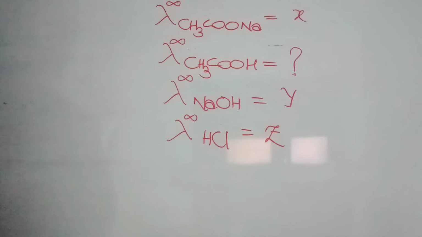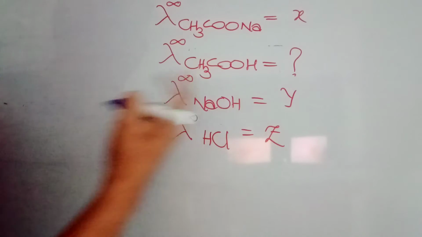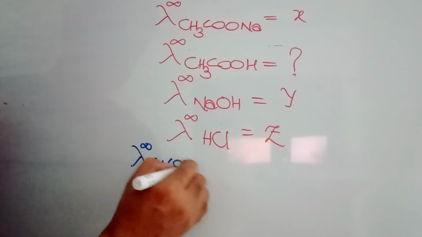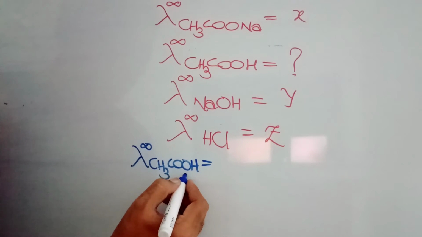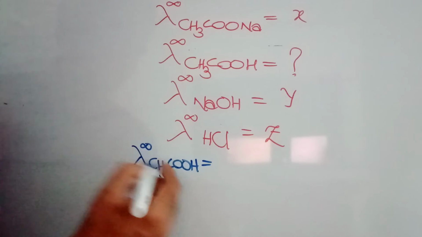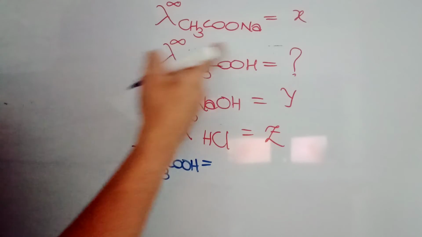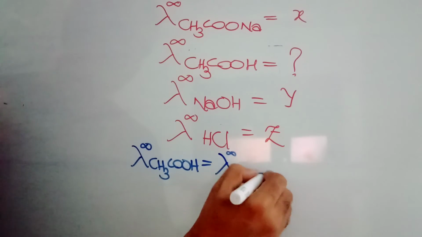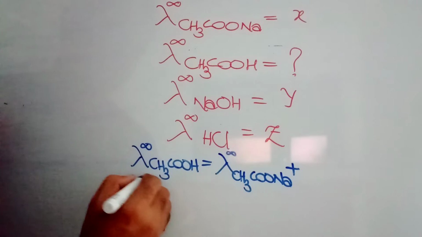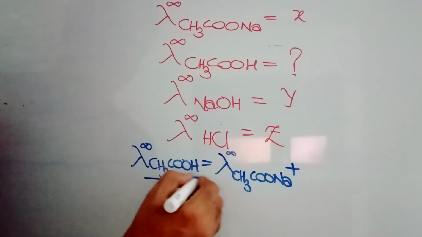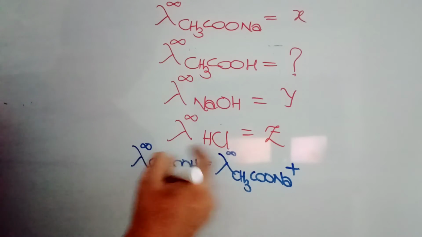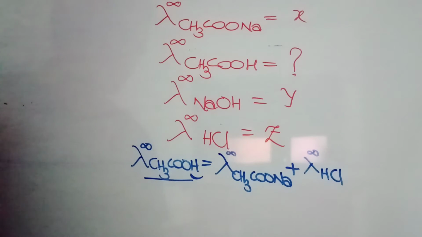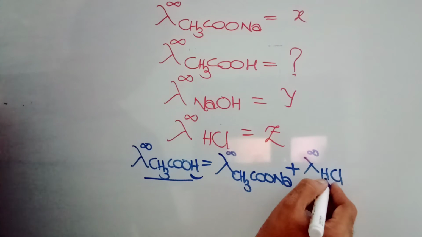What you need to understand is that the question asks for the lambda infinity of CH3COOH. That means you need CH3COO minus ions and H plus ions. CH3COO minus ions you can get from this one, so add lambda infinity of CH3COONa. Good, you got the CH3COO minus part. Now you need the H plus part. H plus you can get from lambda infinity of HCl, so add lambda infinity of HCl. Job done. From here CH3COO, from here H, you got.